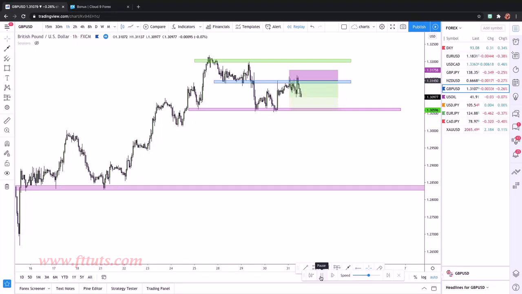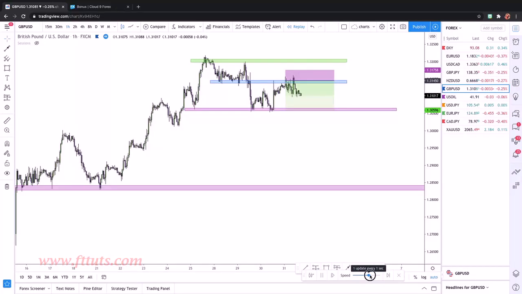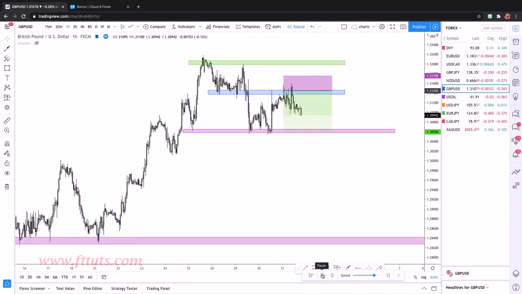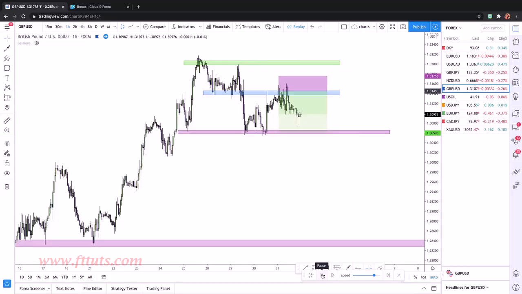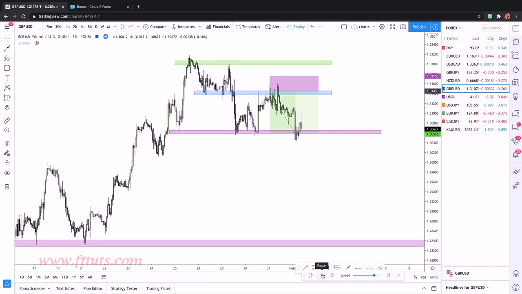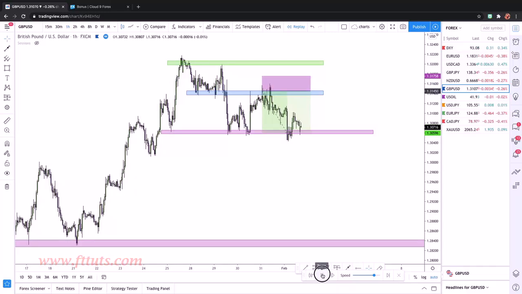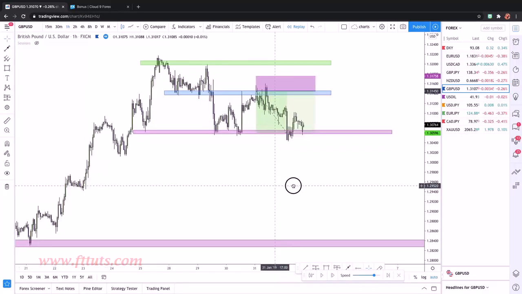Okay, so it comes again, tries to break above, but fails. Speed this up a bit. Okay, then starts dropping, breaks through structure, comes up.